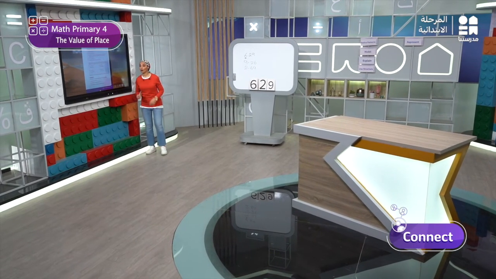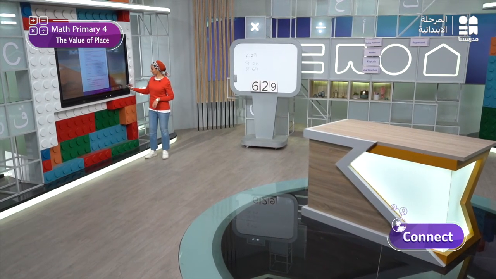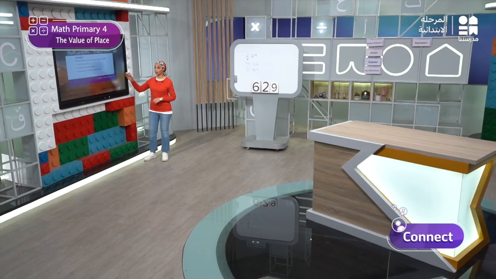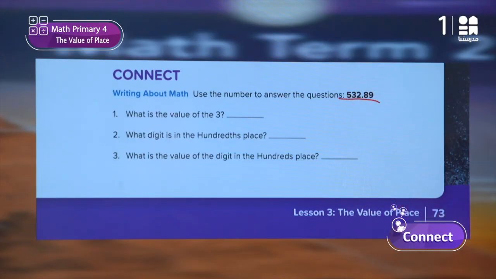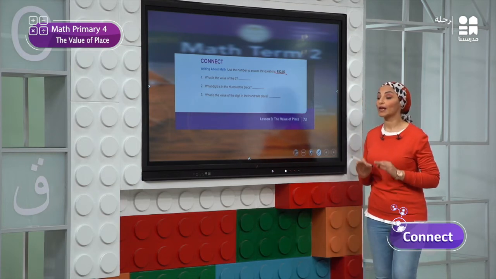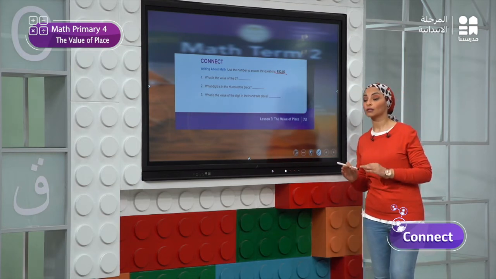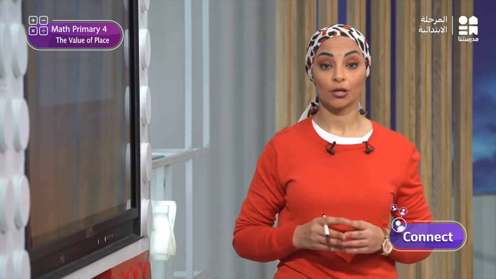Let's see the connect part on page 73 together. Here, as you see here, this is the connect part. Here we have the number 532.89. As we see, this is the number, and a group of questions about the place value that we are asked to solve. And now I'll give you some time to answer them by yourself, and then we will discuss the answers.